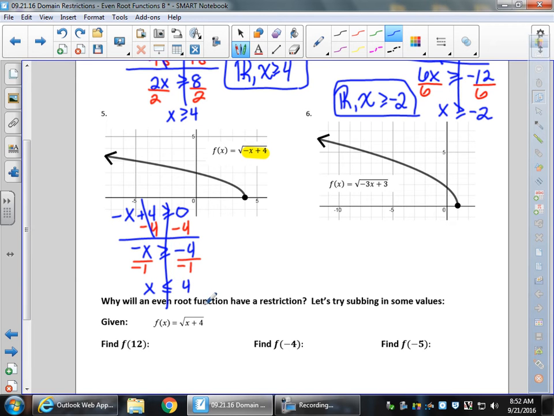Does the graph back that up? Look at that. Now you have a largest x value, right? And everything to the left. Is that exactly what this says? Less than or equal to? Fantastic.